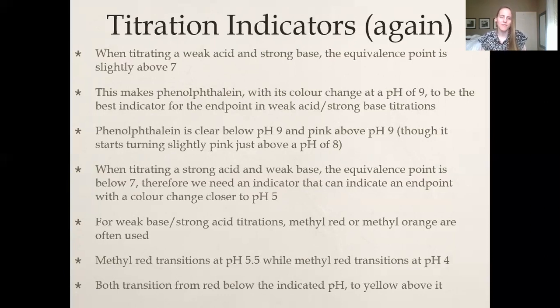If you have a weak base and a strong acid, then you're going to have a color change happening between 6 and 4, at which point you are going to want to pick one of the methyls as your pH indicator, so either methyl red or methyl orange. They're both red below their pH indicator change, and then yellow above it.